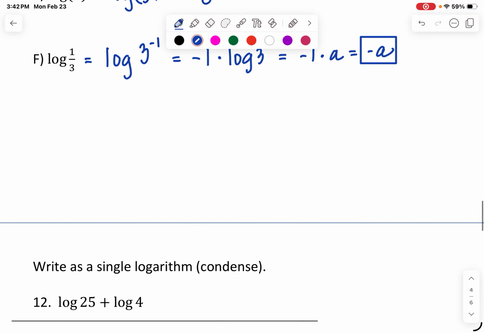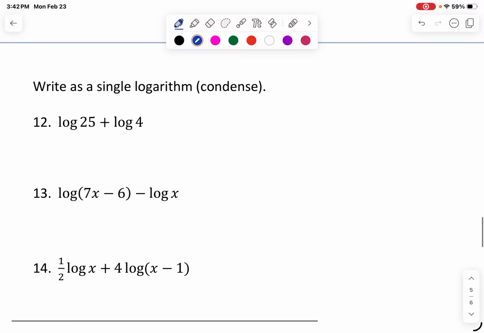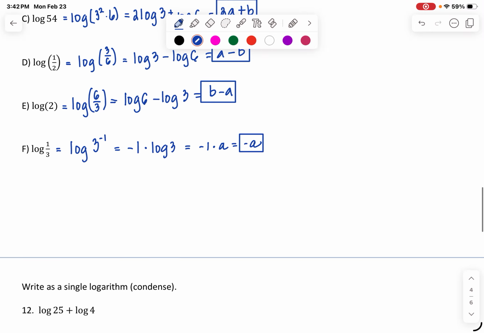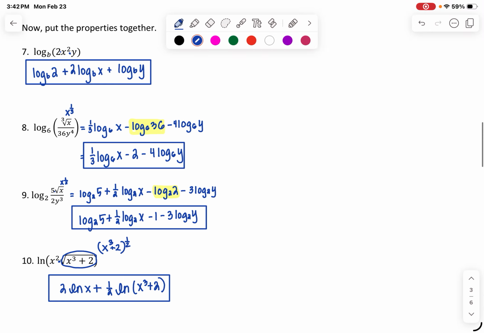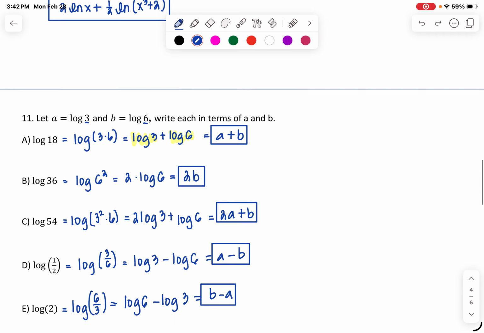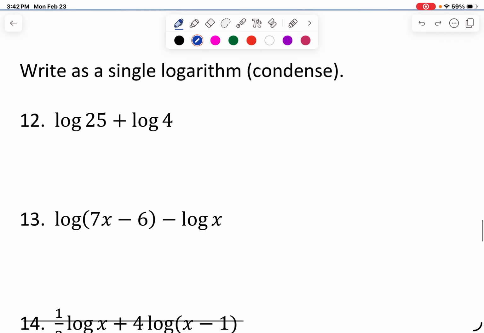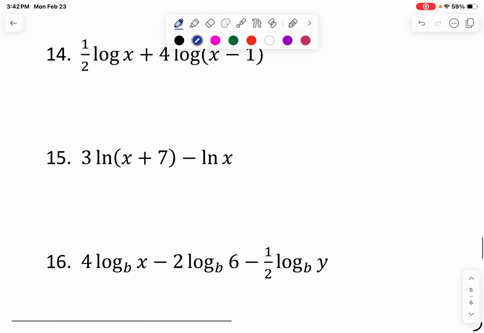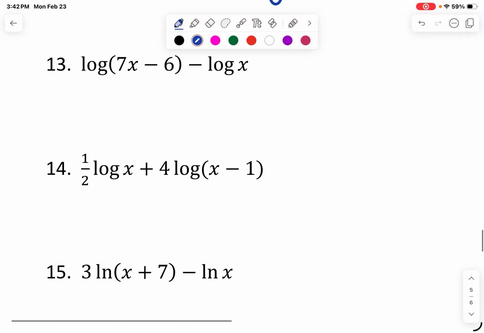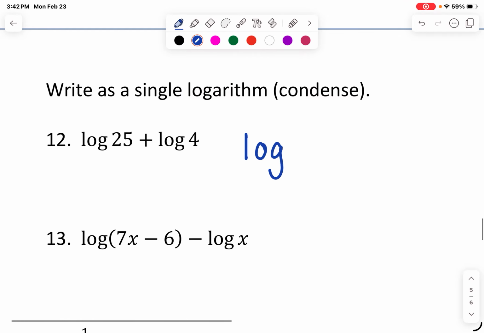All right, next we have write as a single logarithm, so condensed. So this is the vice versa of this. It's like if I gave you this and I wanted you to give me this, all right? So let's go ahead and do that. For this, writing it as a single logarithm, you just want one log as your answer. This one is common log, the next one is common log, the next one's common log, the next one's natural log, the next one's log base b. You want to write it once, okay?